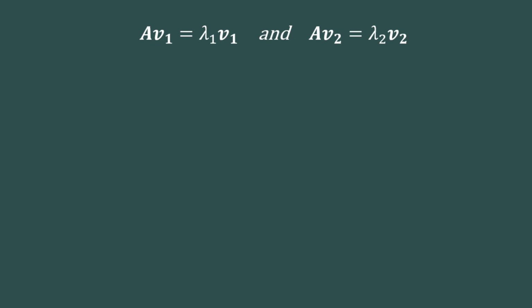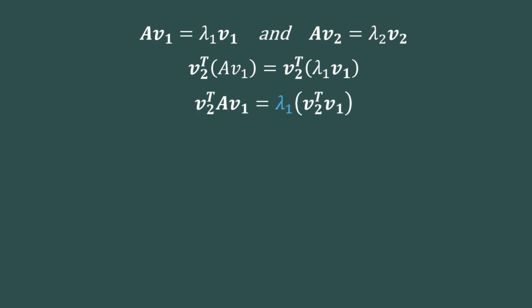To establish orthogonality, take the inner product of vector v2 with matrix A multiplied by vector v1. This can be written as vector v2 transpose multiplied by matrix A multiplied by vector v1. Using the eigenvector equation for vector v1, substitute matrix A multiplied by vector v1 with λ1 multiplied by vector v1. The expression becomes vector v2 transpose multiplied by λ1 multiplied by vector v1. Since λ1 is a scalar, it can be factored out. This simplifies the expression to λ1 multiplied by the inner product of vector v2 transpose and vector v1.